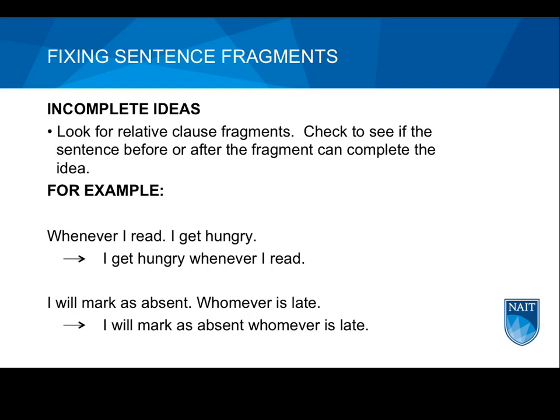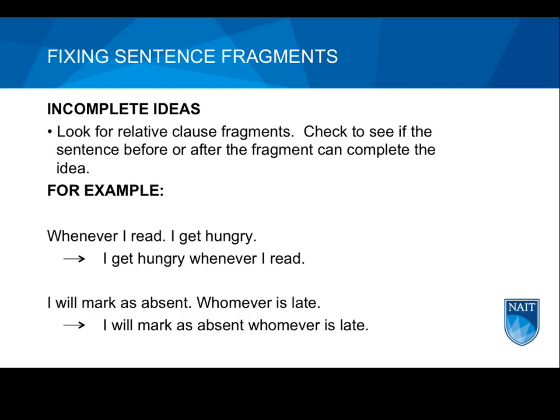Let's look at the first example. "Whenever I read" is a relative clause, and it's a fragment. So we'd look for the sentence before and look at the sentence after and decide which helps to complete the idea. In this case, it would be the sentence after. "Whenever I read, I get hungry." So to complete the sentence, you could add a comma in between them and have it all as one sentence. "Whenever I read, comma, I get hungry."